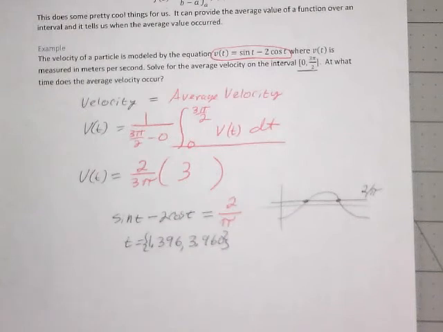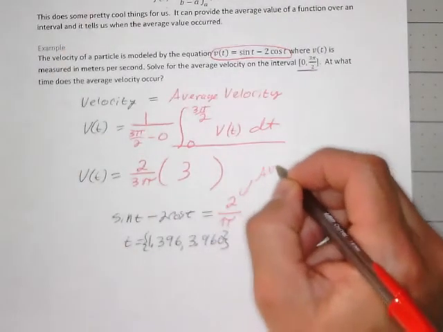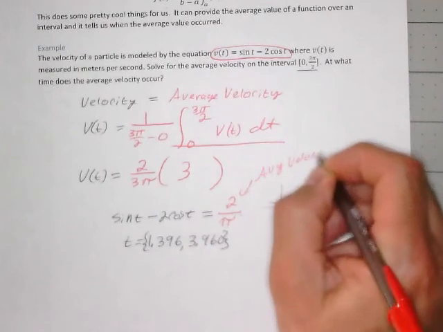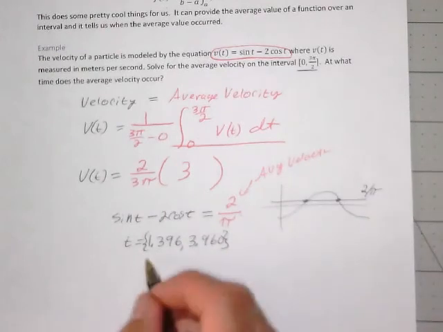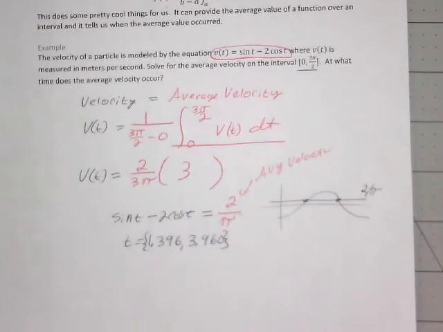3 divided by pi, 3 pi divided by, oops. Oh no, it is in the interval. Yep, we're all good. So these two values here are within our interval. So these are the two times when it's actually going the average velocity. So 2 over pi is the average velocity. And these are the times when the particle is actually traveling the average velocity.